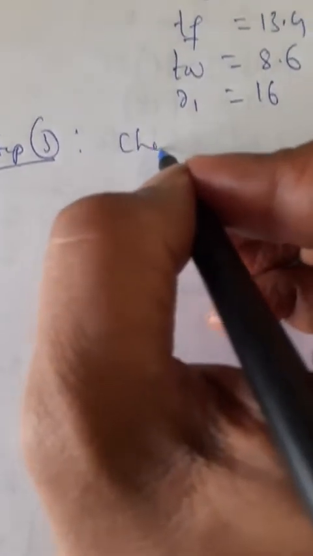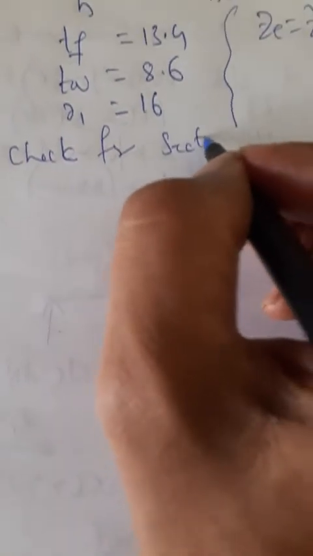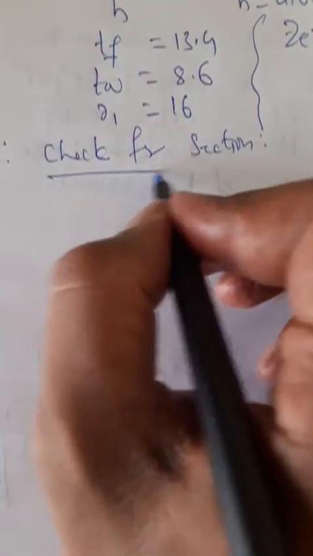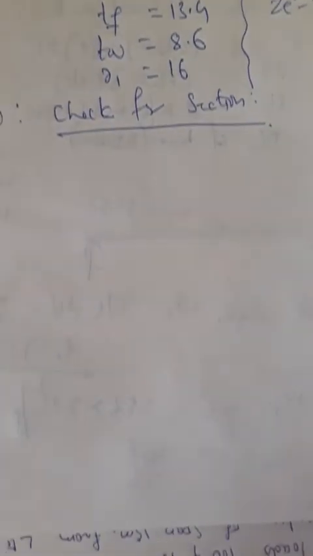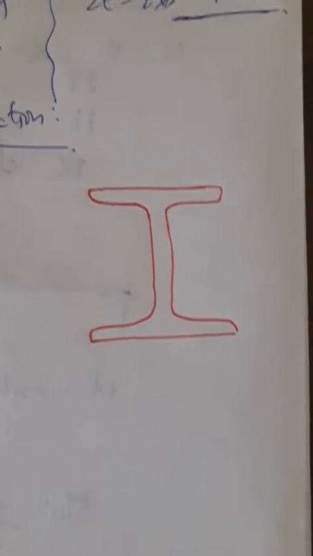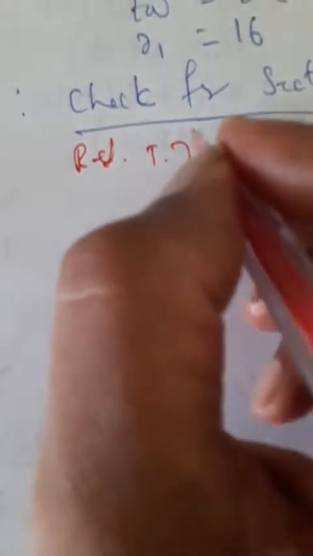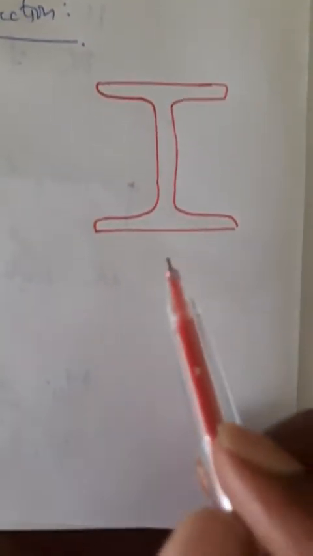Next step, step 3, check for section. Check for section means you have to verify whether that section is plastic. Now to check for section, refer to table 7. In that these values are given and even this diagram is given.